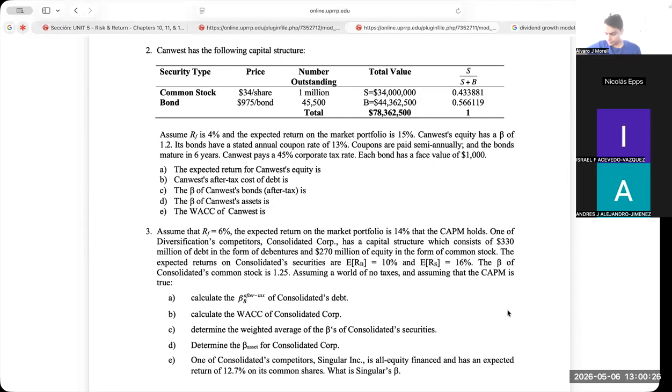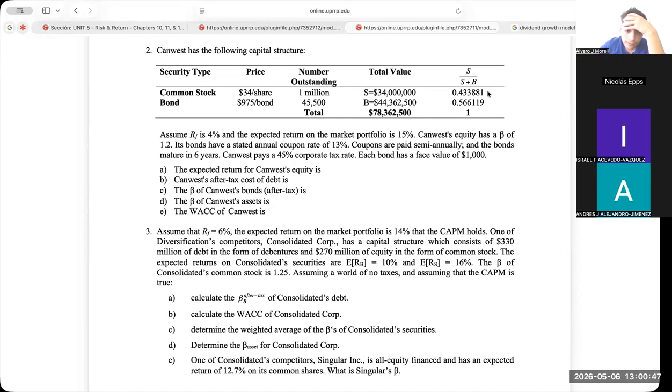Same sort of thing. You have the table, you have the prices, you have the number outstanding, and I've done the calculations for you, right? So these are the total values of outstanding stock. This is S, this is the total value of outstanding debt, this is B, and then this total, the sum, is V, the value of the firm.